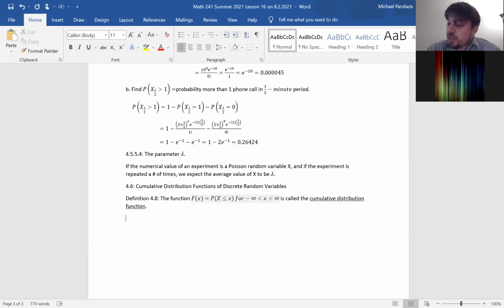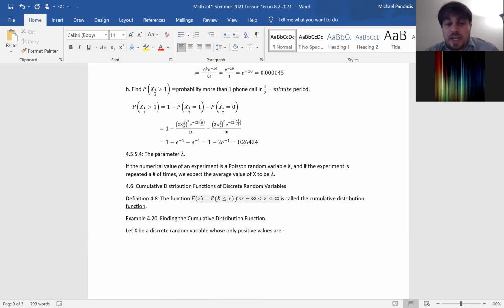Okay, so let's look at an example. Example 4.20 is finding the cumulative distribution function. Let capital X be a discrete random variable whose only possible values are -1, 2, and 5.